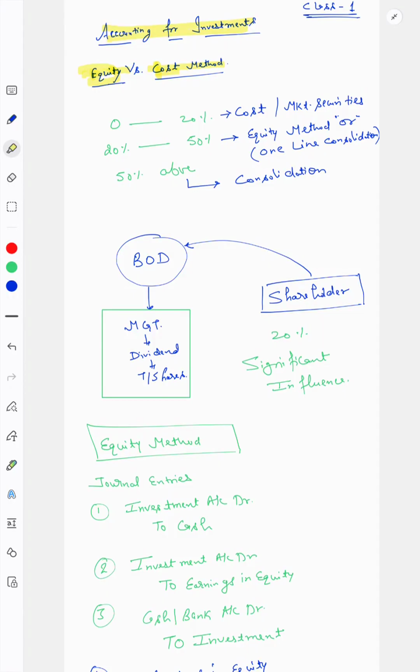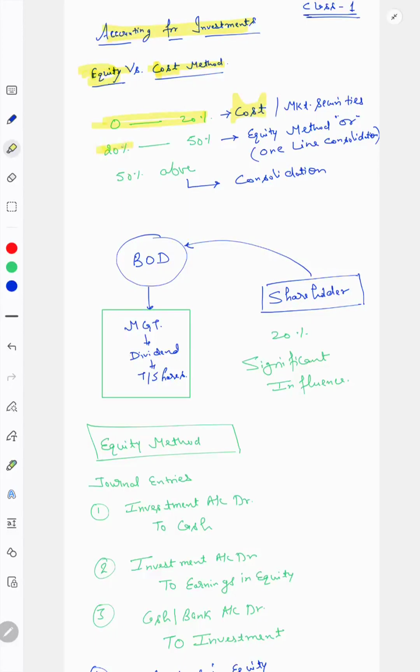Suppose we have shares of a company like Microsoft. How much value should I recognize in my books, in my balance sheet? To understand that, we first have to know what percentage we hold. Our accounting standard says that if we have 0 to 20% of the shares, then we have to use the cost method.